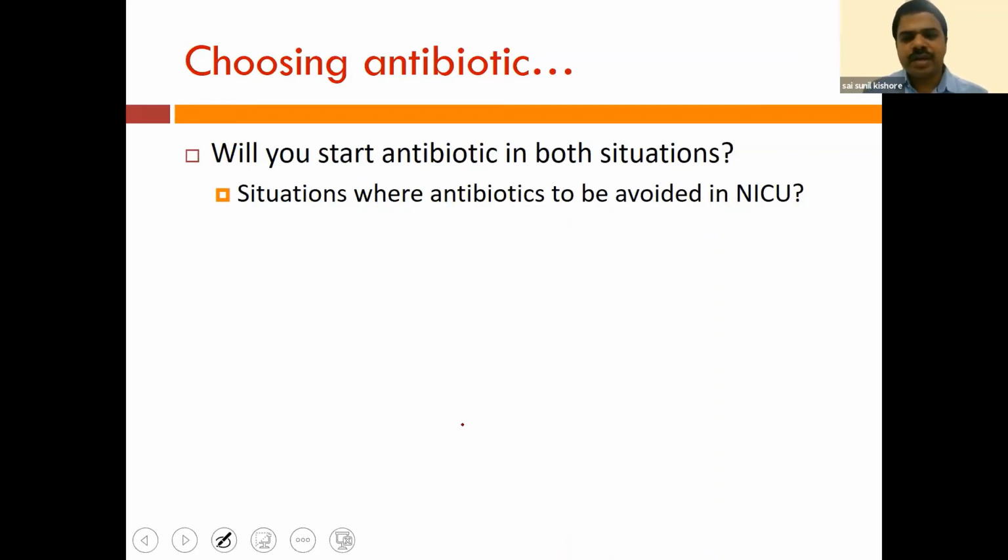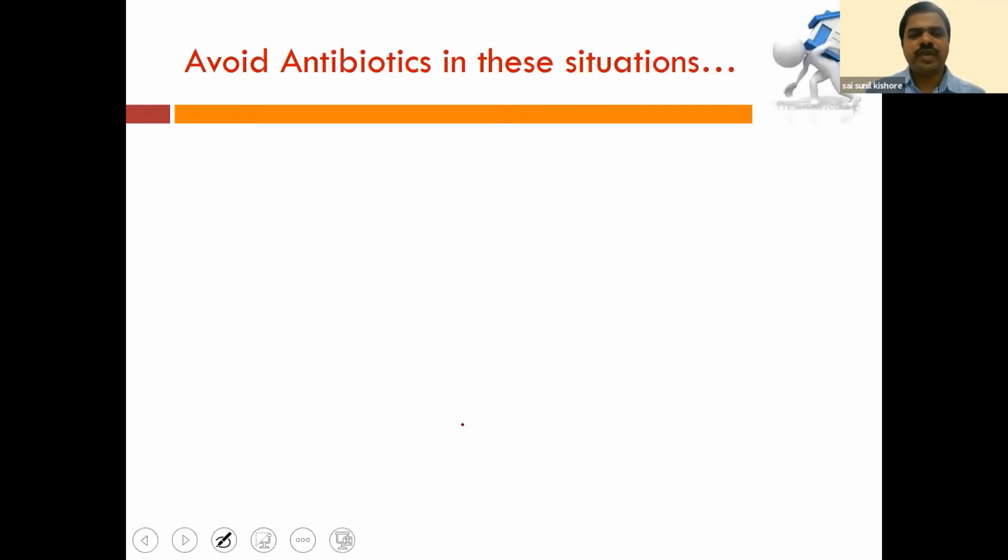So at this point, I would like to stress a particular aspect: what are the situations where we can avoid antibiotics in SNCUs? It is a common practice that once the baby comes to the SNCU, even from the labor room, an inborn baby also, people start antibiotics like Paxim or Pipjo, piperacillin tazobactam. That is not correct. We should be able to do antibiotic stewardship. We should be able to curtail the use of antibiotics as much as possible.